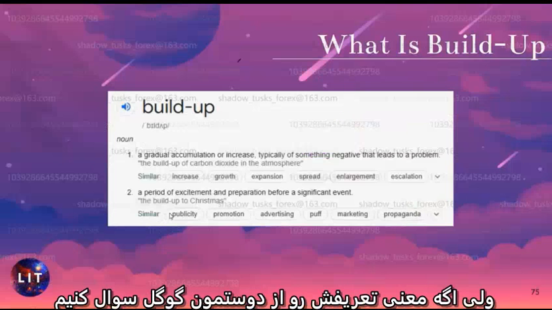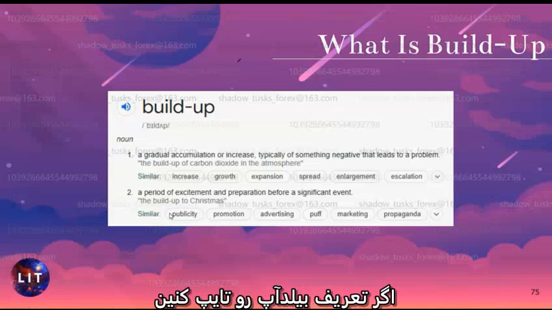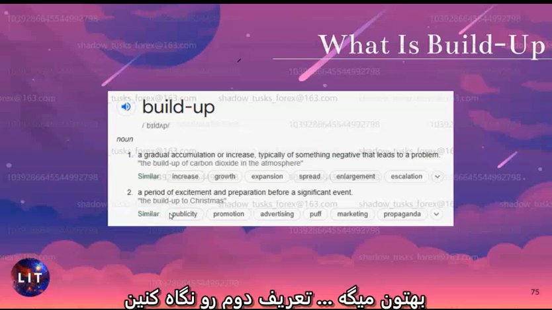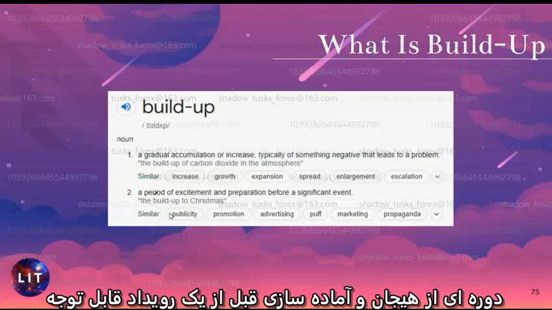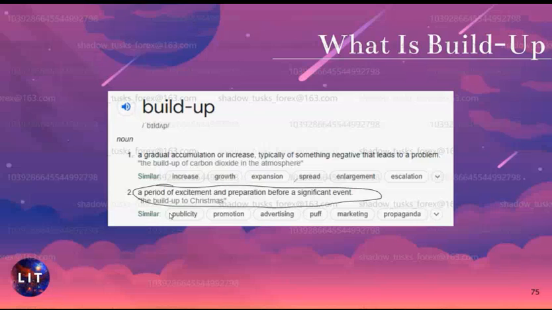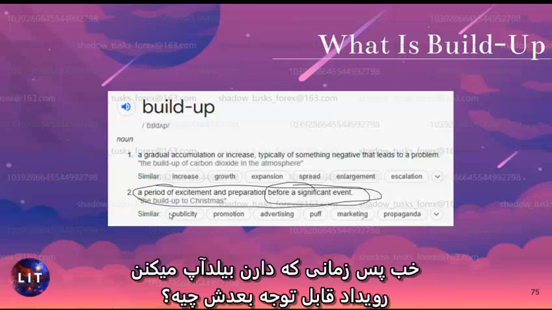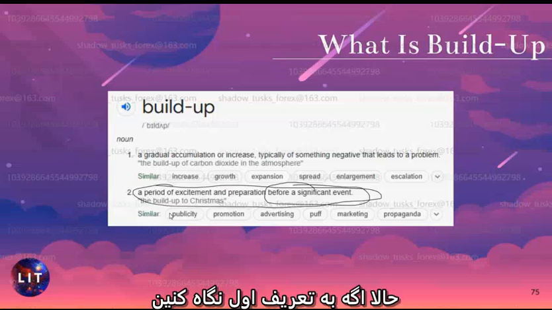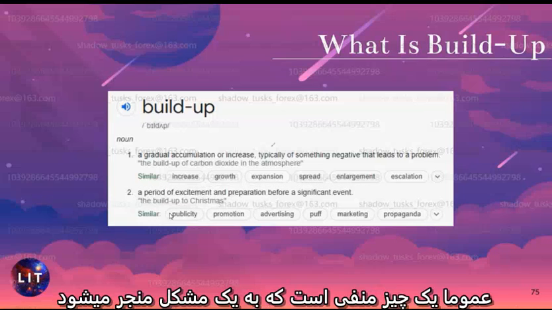But by definition, if you ask our friend Google again, it's really interesting. If you type in the definition of build-up, pretty much says, if you look at the second one, a period of excitement and preparation before a significant event. Does that already connect a few dots in here? So when they're building up, what is the significant event then? It's of course the inducement. And now if you look at the first definition of them, typically something negative that leads to a problem.